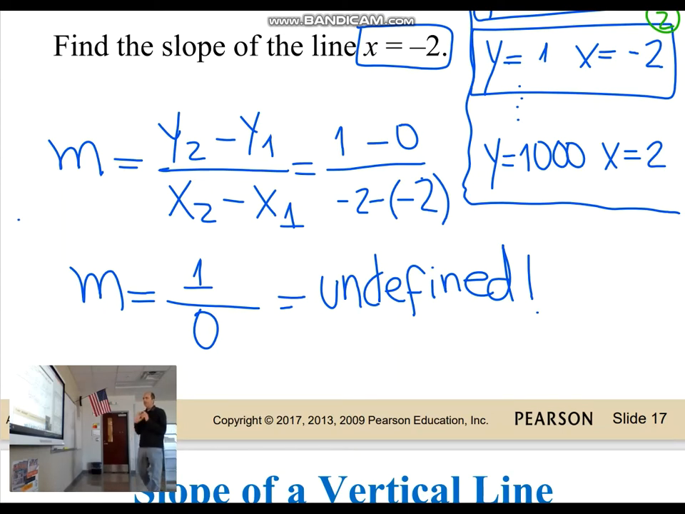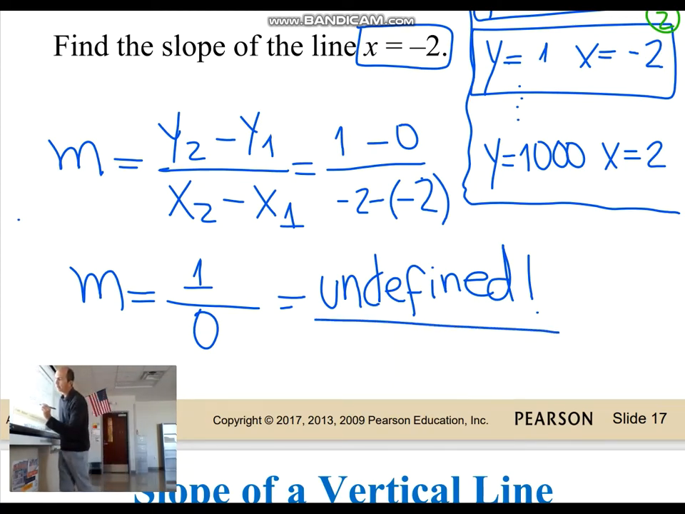That means you don't need to calculate every time you see a question asking about the slope of x equals a number, which means a vertical line. You will say that the slope is undefined. All vertical lines are going to have undefined slope.